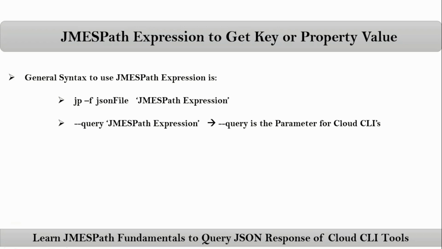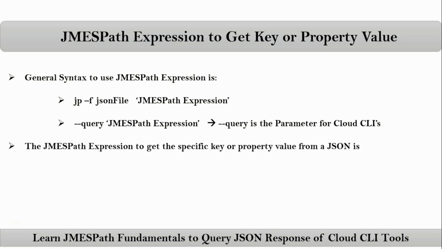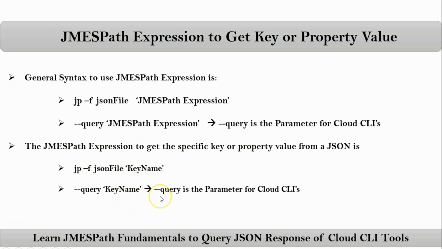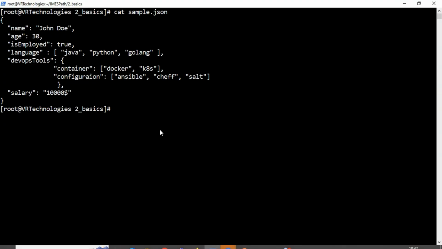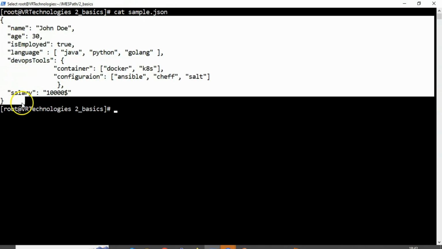And mostly we will use single quotation, but sometimes it's mandatory to use double quotations. We will see that. Now let's say I want to get key or property value, then the JMESPath expression is simply your required key name or property name. Let me show you that. See, suppose here we have sample.json. This is the content for it.